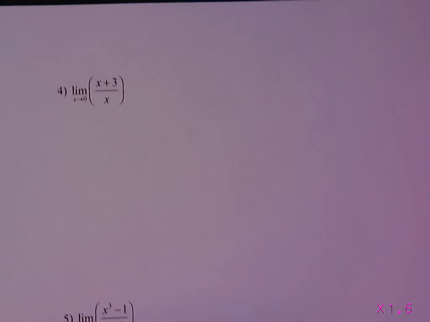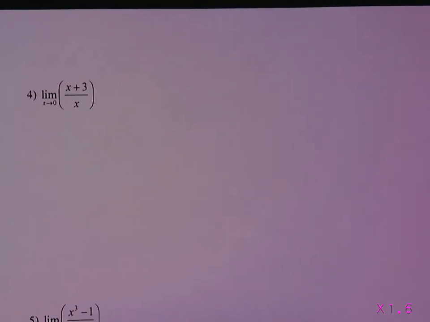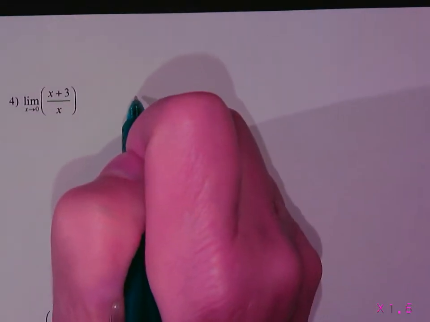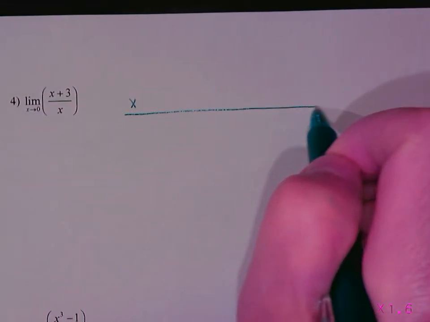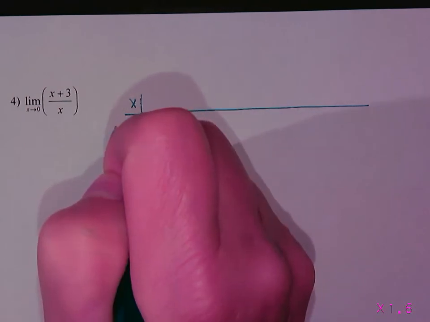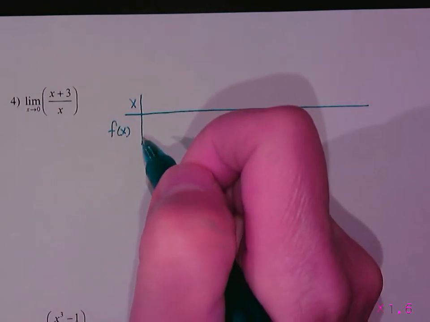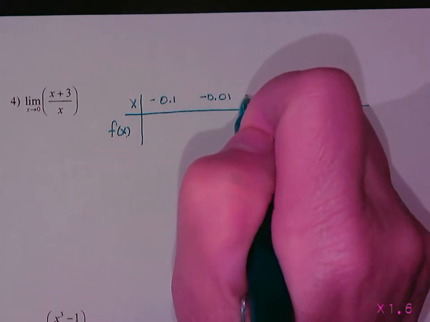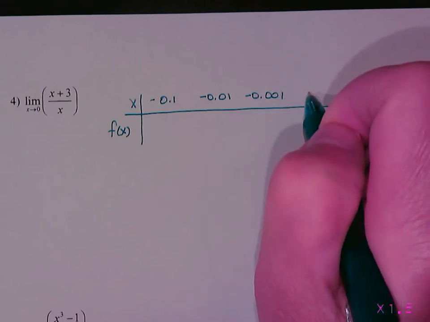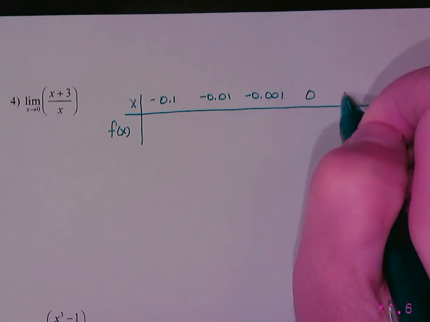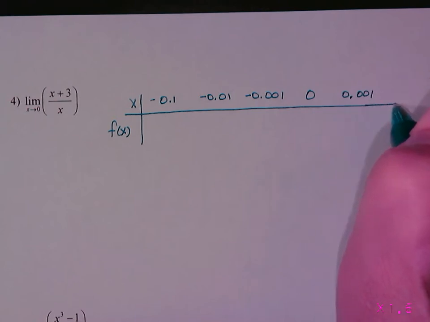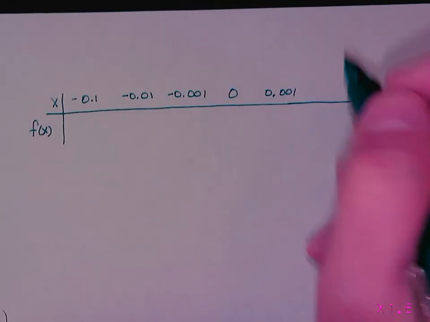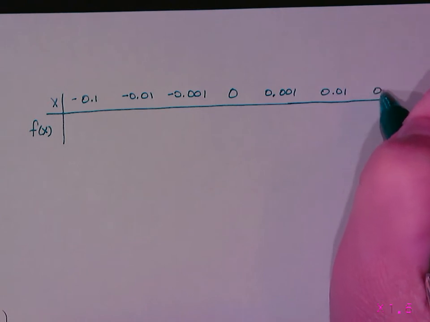My next example is a little bit different as well. I'm still going to approach 0, so I'm going to use the same numbers that I did the last time. I'm going to look at x as x approaches 0 and f of x. So as x approaches 0, I'm going to use negative 0.1, negative 0.01, negative 0.001. I'm going to put a 0 here, and I'm going to have 0.001, 0.01, and 0.1.